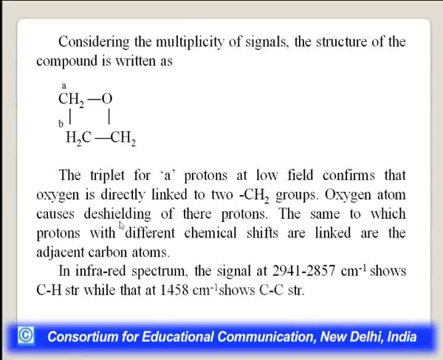The oxygen atom causes de-shielding of their protons, and the protons with different chemical shifts are linked to the adjacent carbon atom. And from the IR spectra, the value 2941 to 2857 shows the CH stretching, while the value of 1458 centimeter inverse shows carbon single bond carbon stretching. So in this way you will be able to elucidate what the structure should be for this kind of problem.